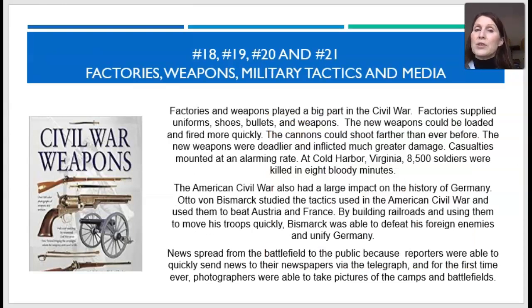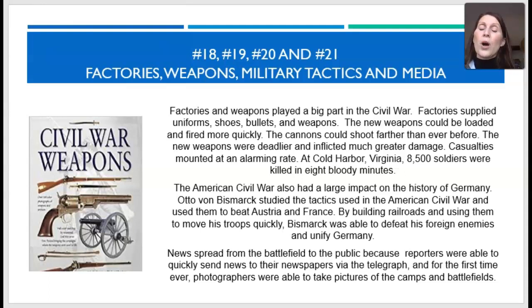Numbers 18, 19, 20, and 21. Factories, weapons, military tactics, and media. Factories and weapons played a big part in the Civil War. Factories supplied uniforms, shoes, bullets, and weapons. The new weapons could be loaded and fired more quickly. The cannons could shoot farther than ever before. The new weapons were deadlier and inflicted much greater damage. Casualties mounted at an alarming rate. At Cold Harbor, Virginia, 8,500 soldiers were killed in 8 bloody minutes.